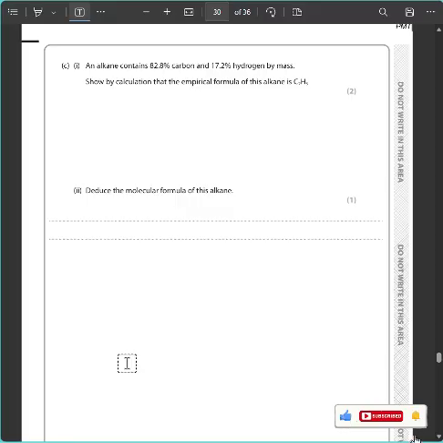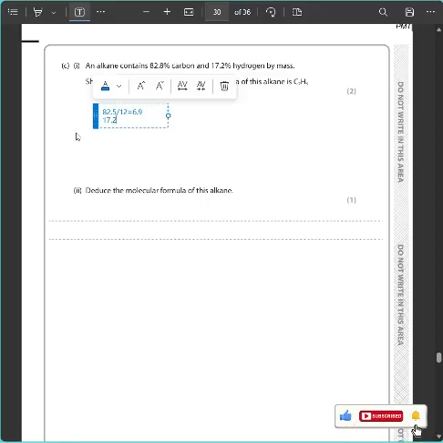An alkene contains 82.8% carbon and 17.2% hydrogen by mass. Show by calculation that the empirical formula of this alkene is C2H5. Okay, 82.5 divided by 12 is equal to 6.9, and 17.2 divided by 1 is equal to 17.2, and in ratio it will be 2 to 5, and it will be C2H5.